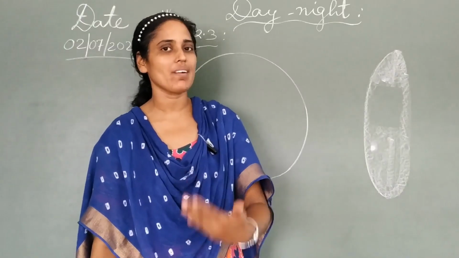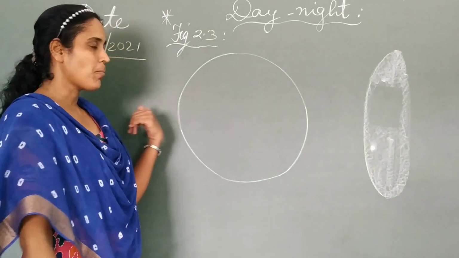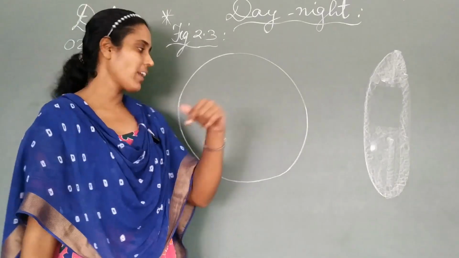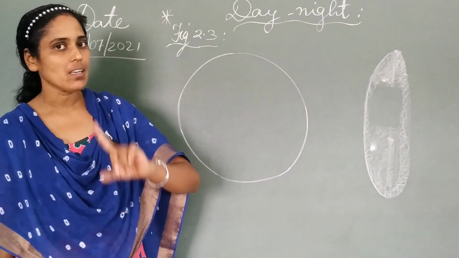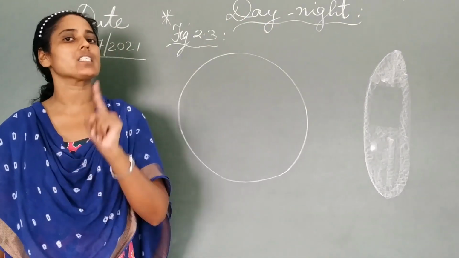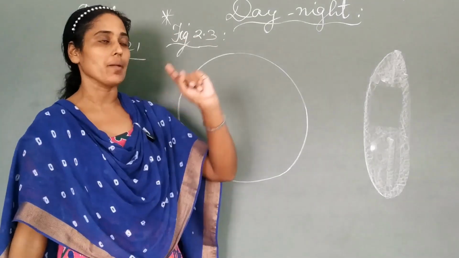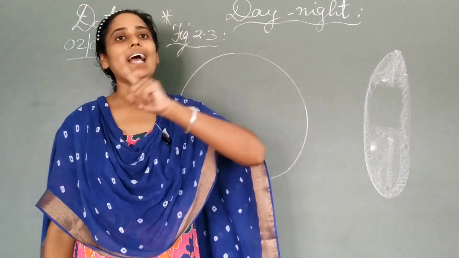So students, we will come to our diagrams. Start drawing this diagram along with me in your notebook, students. This diagram is day and night. Just now we saw that days and nights occur due to rotation. So we'll draw the diagram of day and night.